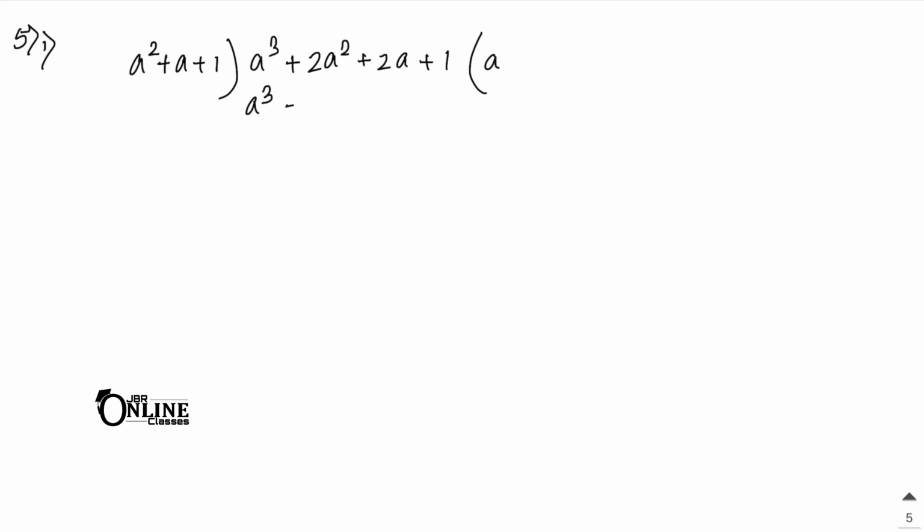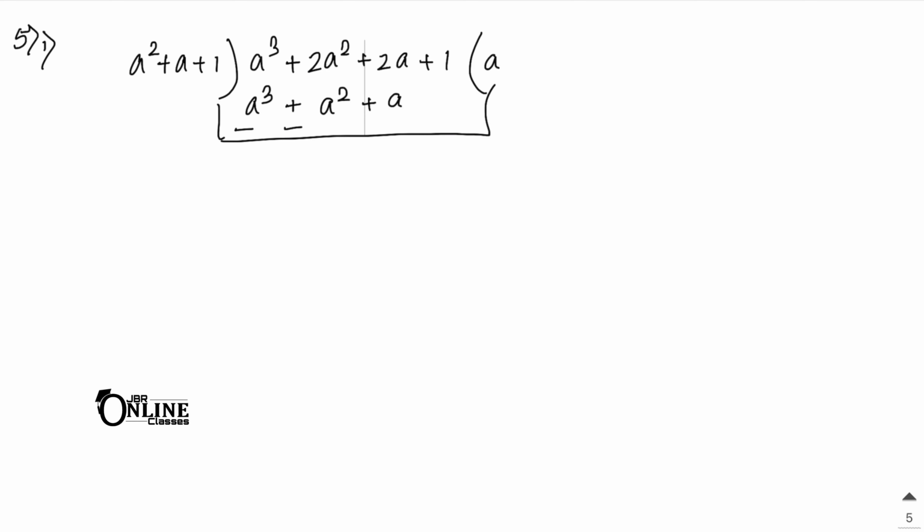Now next one, sum number 5. In sum number 5, you have to divide a cube plus 2a square plus 2a plus 1, and here a square plus a plus 1 as the divisor. So write down here a cube plus 2a square plus 2a plus 1 as the dividend. So first one here a cube. So if you multiply a square with a, it becomes a cube. Then a into a, it becomes a square, and then here a.